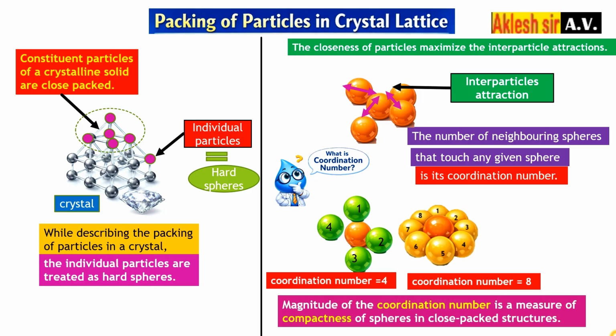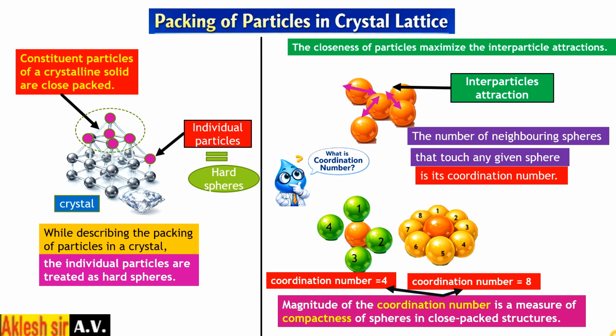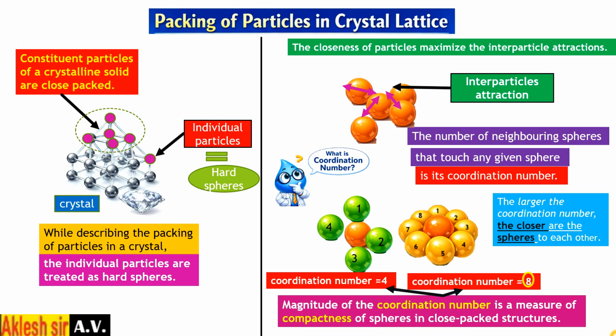Magnitude of the coordination number is a measure of compactness of spheres in close-packed structures. The larger the coordination number, the closer are the spheres to each other. Here, coordination number 8 is greater as compared to coordination number 4. So the arrangement having coordination number 8 is compactly arranged.